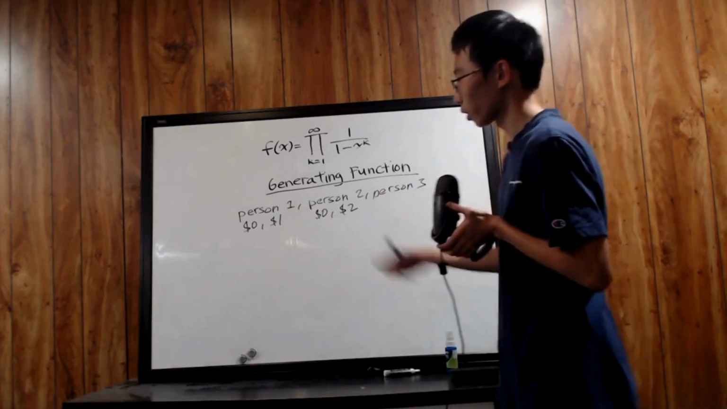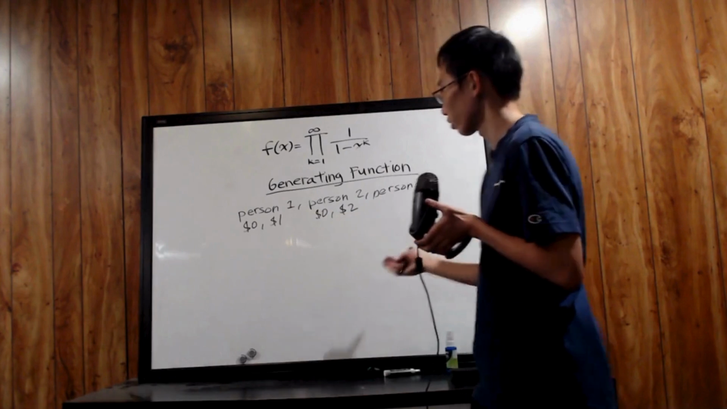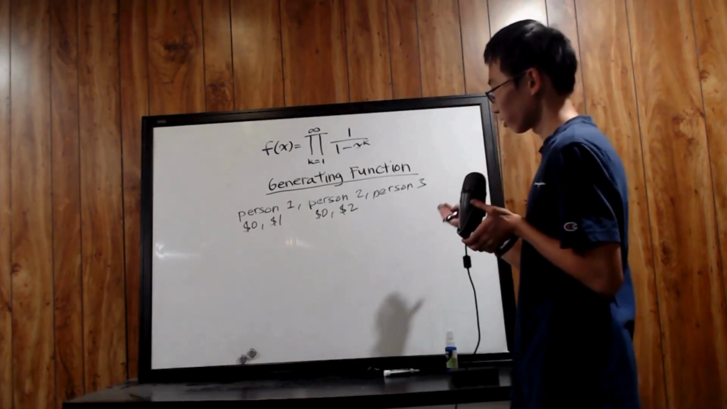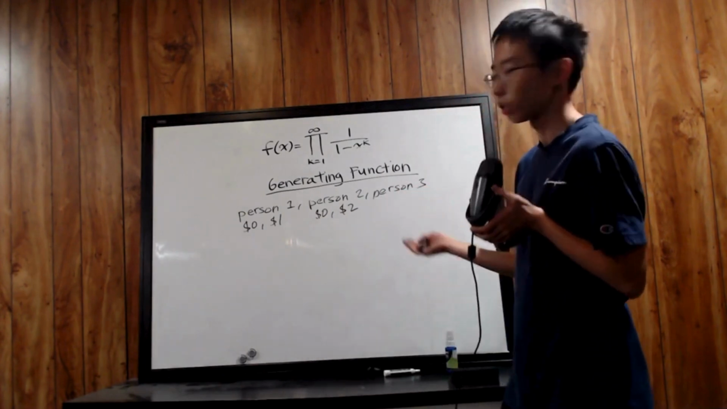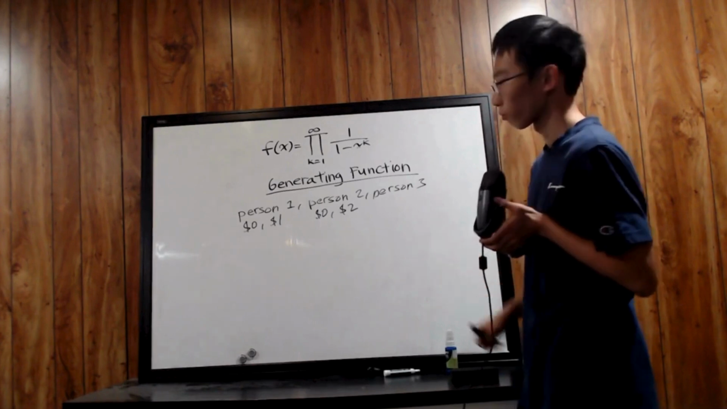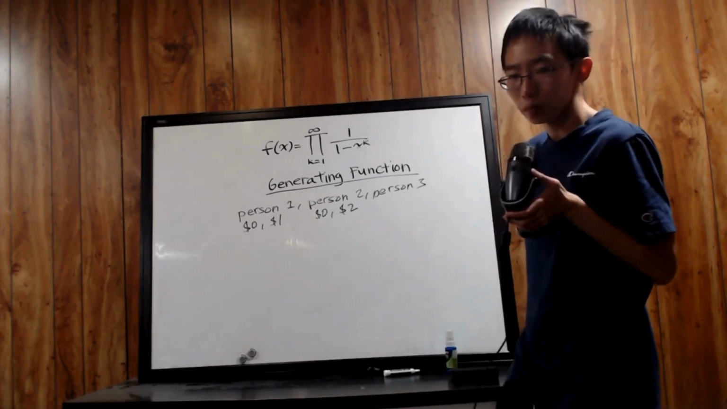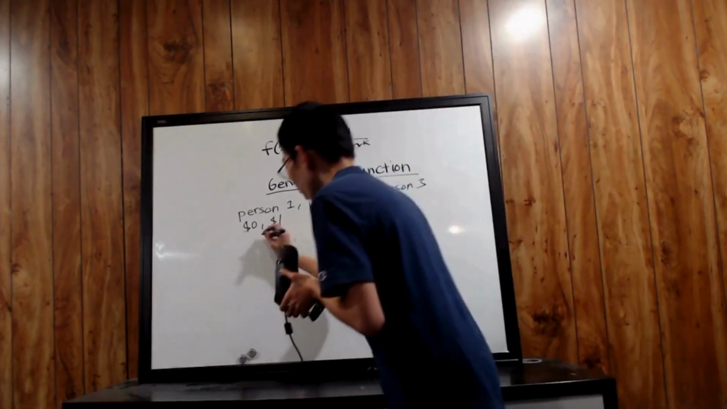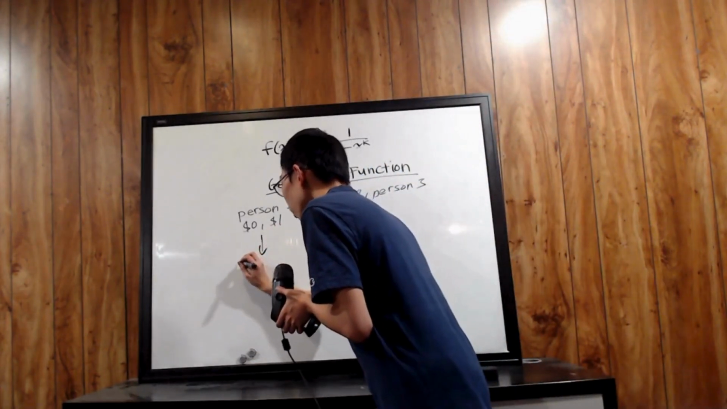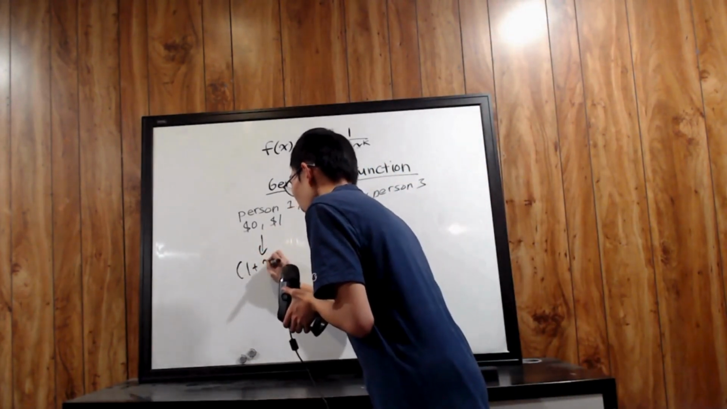So maybe person 1 and person 2 will contribute nothing at all, so person 3 gets 0. But maybe person 1 and person 2 contribute $1 and $2 respectively, so person 3 gets $3. So how many different possible sums can person 3 get? Well, consider this. We can model person 1's outcomes as 1 plus x to the 1.